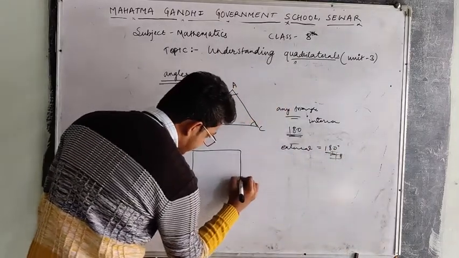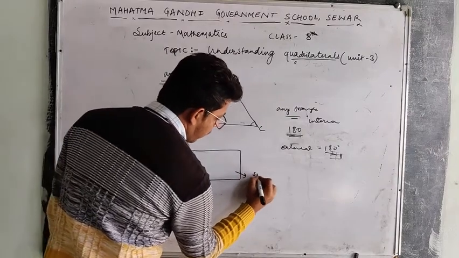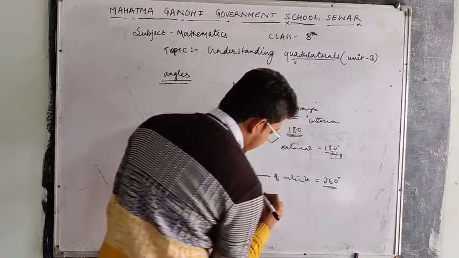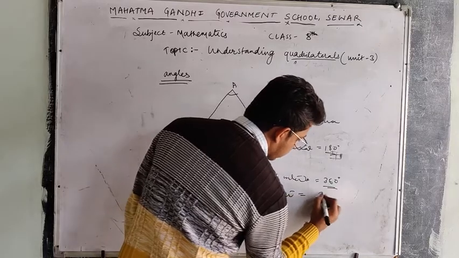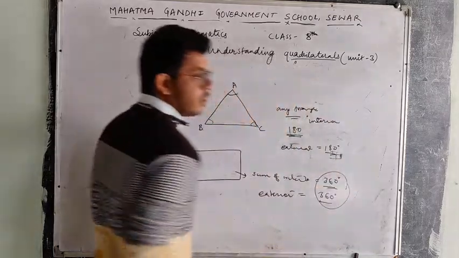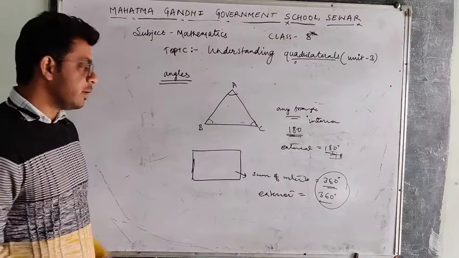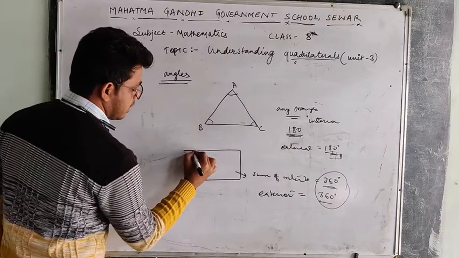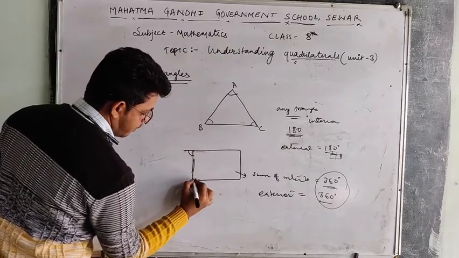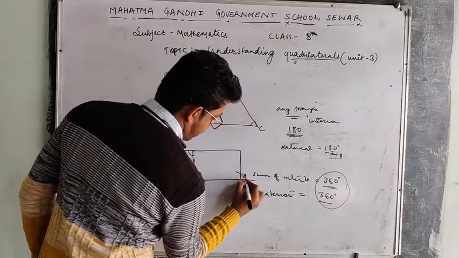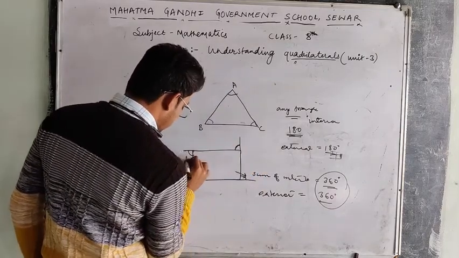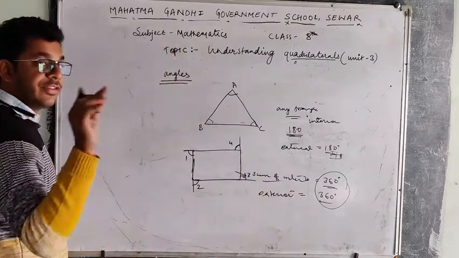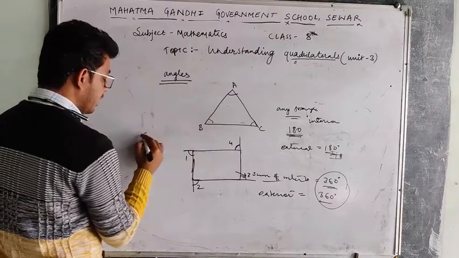In a quadrilateral, the sum of interior angles will be 360 and exterior also 360. So the sum of exterior angles is the sum of all exterior angles. What are all exterior angles? There are 4. These are exterior angles. So angles 1, 2, 3 and 4, the sum of exterior angles will be 360. In which quadrilaterals?